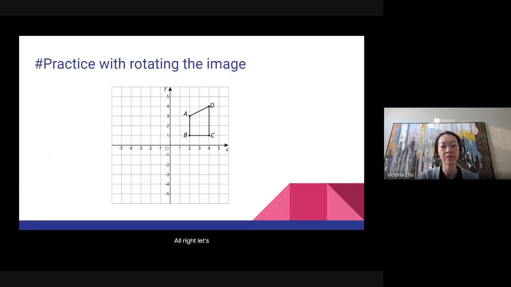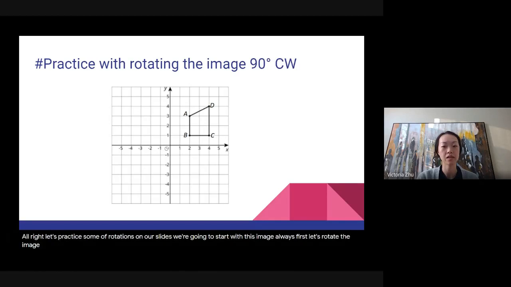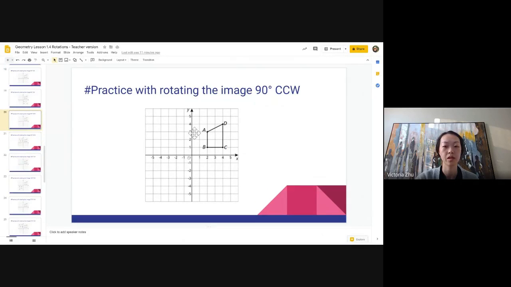All right, let's practice some rotations on our slides. We're going to start with this image always. First, let's rotate the image 90 degrees clockwise. And this is how you would do it. When you click on the image, you'll see the frame and you'll see this little blue dot on the top. That controls how much rotation you want to do to your pictures. Notice that as I turn, I see the frame move and I also see the degree measure. And if I go all the way down this way, it'll tell me when to stop. 90 degrees is when I stop here. This should be how it looks.